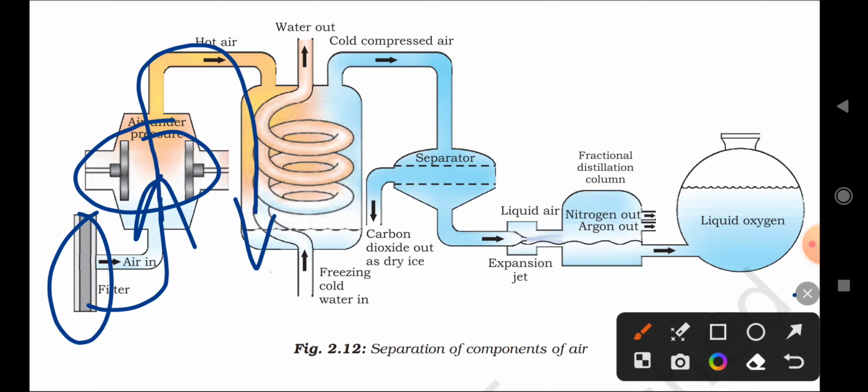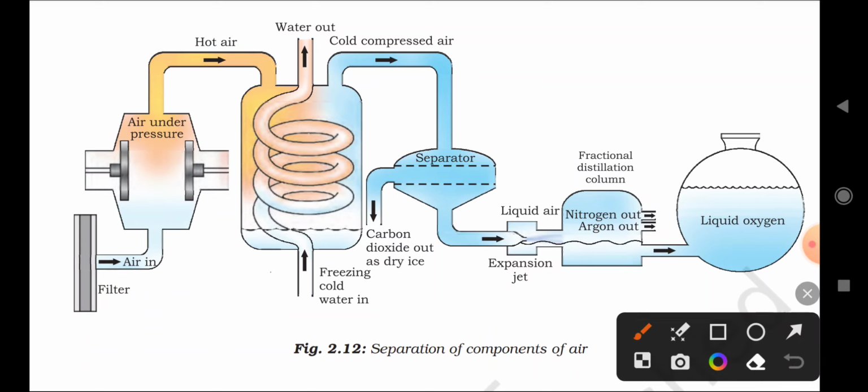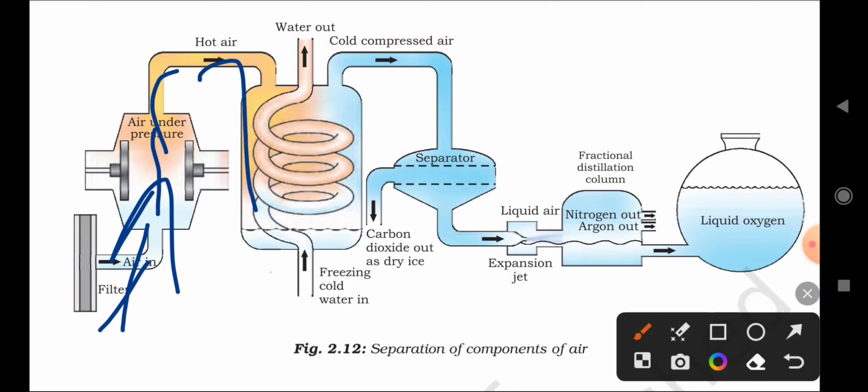Okay, first what we have done here: we have taken filtered air. We take air from the atmosphere, filter it, and pass it to the pressurized region. The pressure is applied on the air, and the air becomes hot, so that hot air will pass through freezing cold water. This is how it is cooled down, so it passes through the cold water, right?